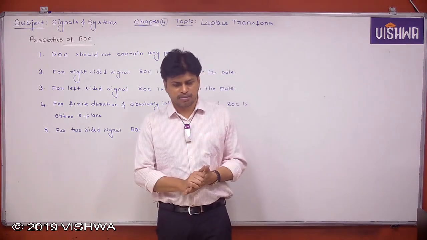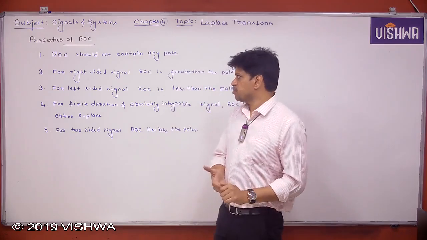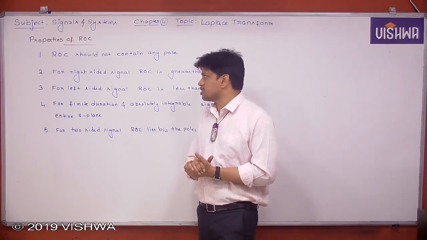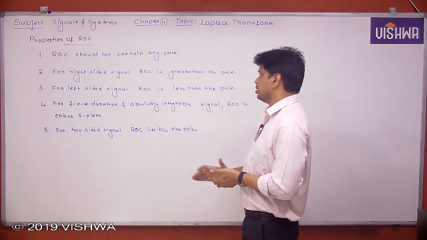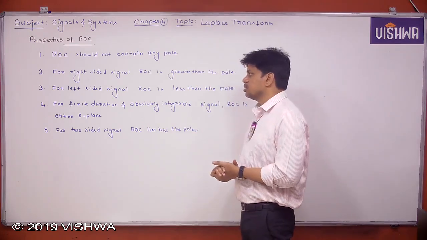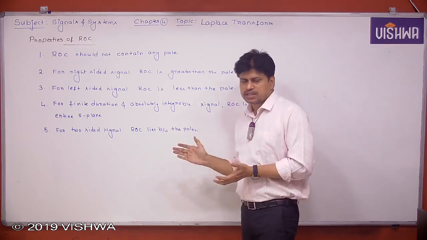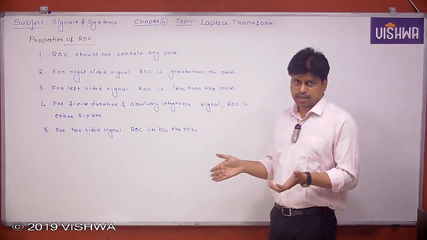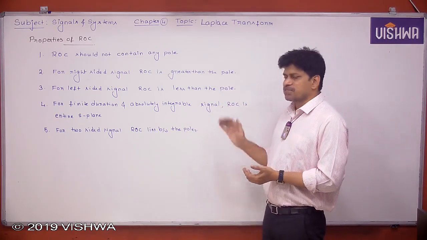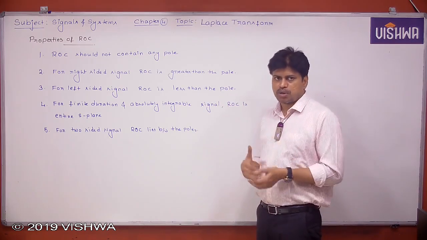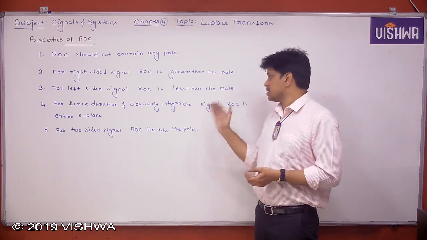Hi friends, welcome back. In the previous session we have seen the properties of ROC, which are very important. These are the 5 properties you have to remember. The first one is ROC should not contain any pole, and for a right-sided signal ROC is to the right of the pole, or greater than the pole, and for a left-sided signal ROC is to the left of the pole, or we can say less than the pole.